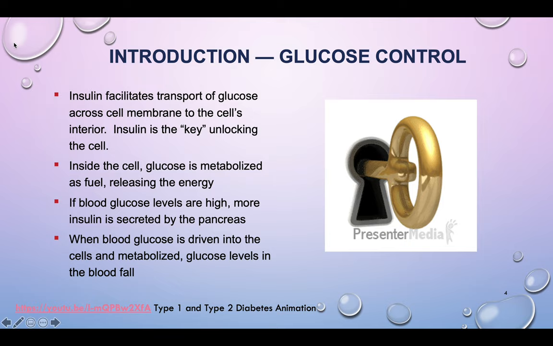So, where are we at? Insulin resistance. Glucose cannot effectively cross the cell membrane to enter the cell. Instead, glucose remains in the bloodstream and the blood glucose levels rise above normal.